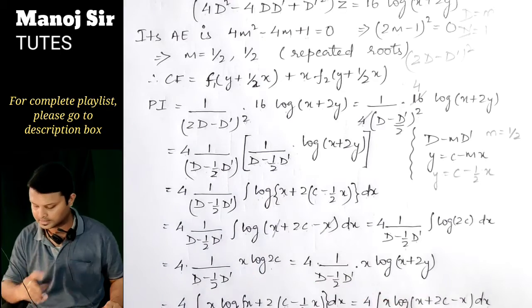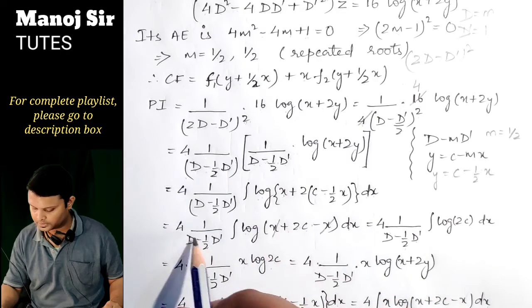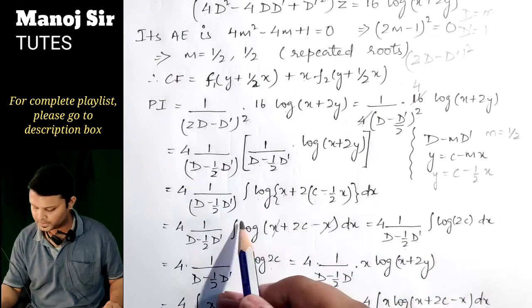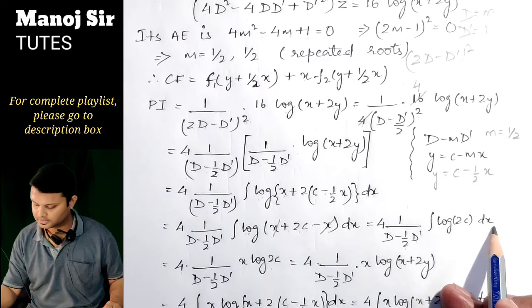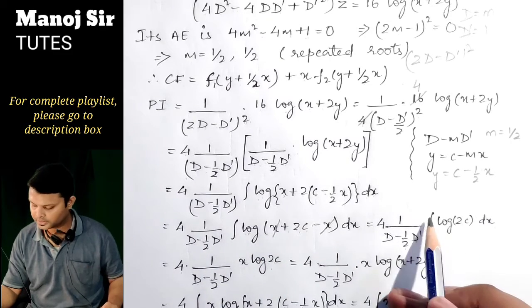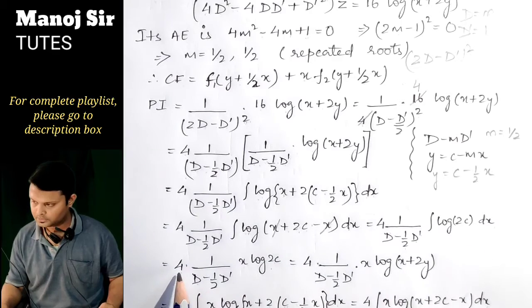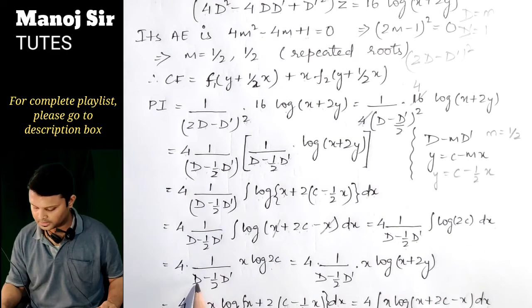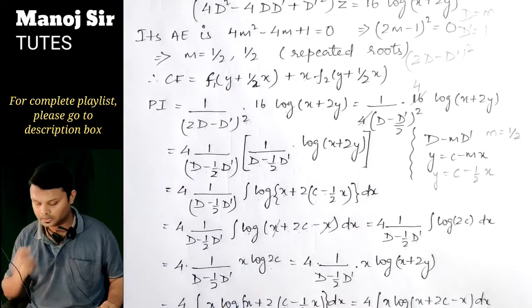Now here x gets cancelled. What is left is 4 into 1 upon (D − ½D′), here we have log of 2c dx. Now log of 2c is what, a constant, so integration of dx will be x, so this will become 4 into 1 upon (D − ½D′) x into log 2c.